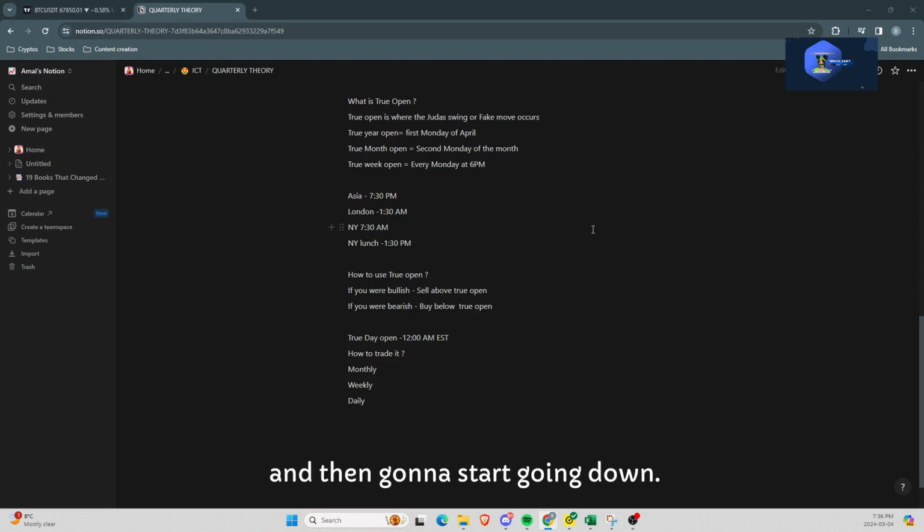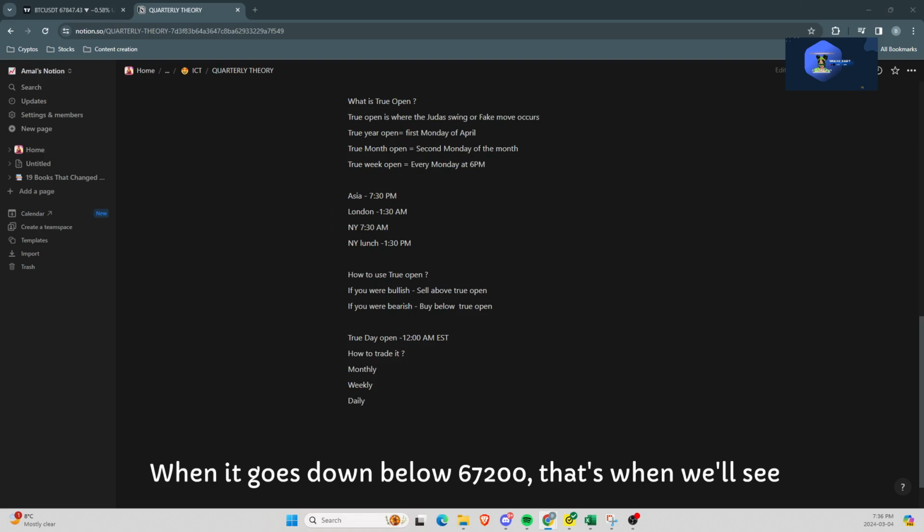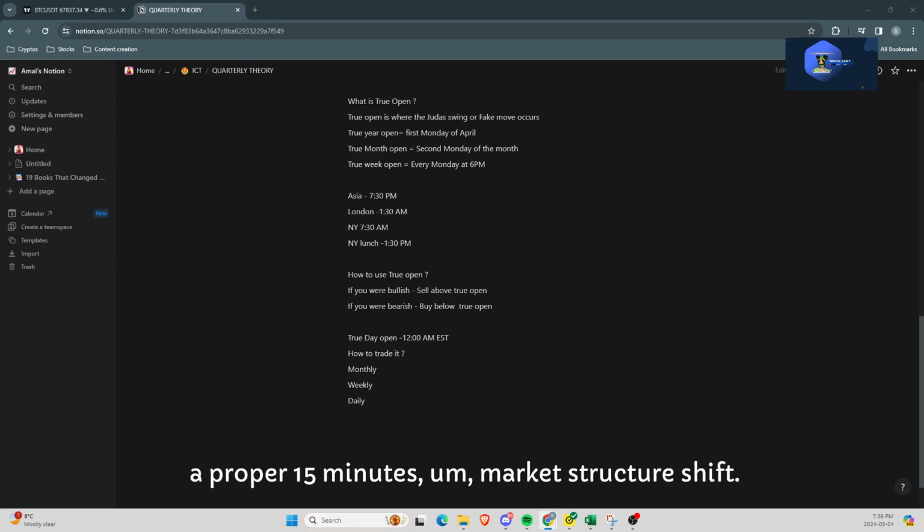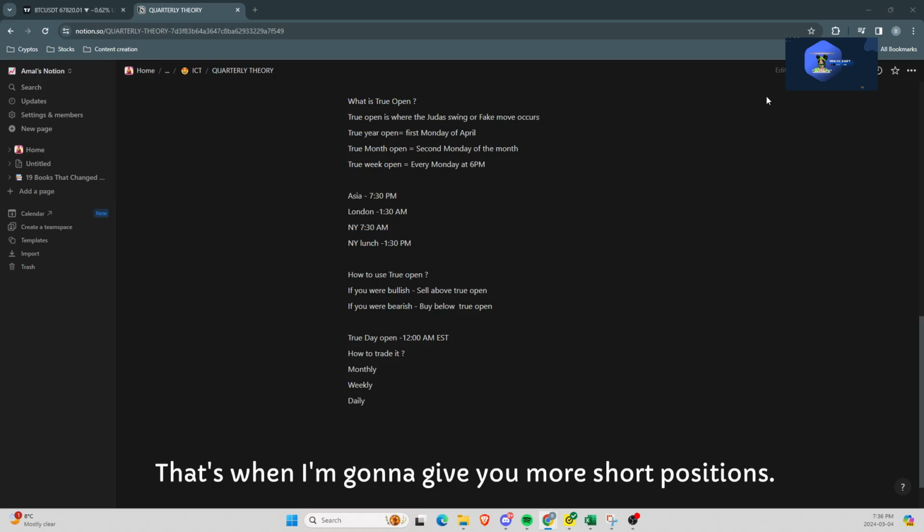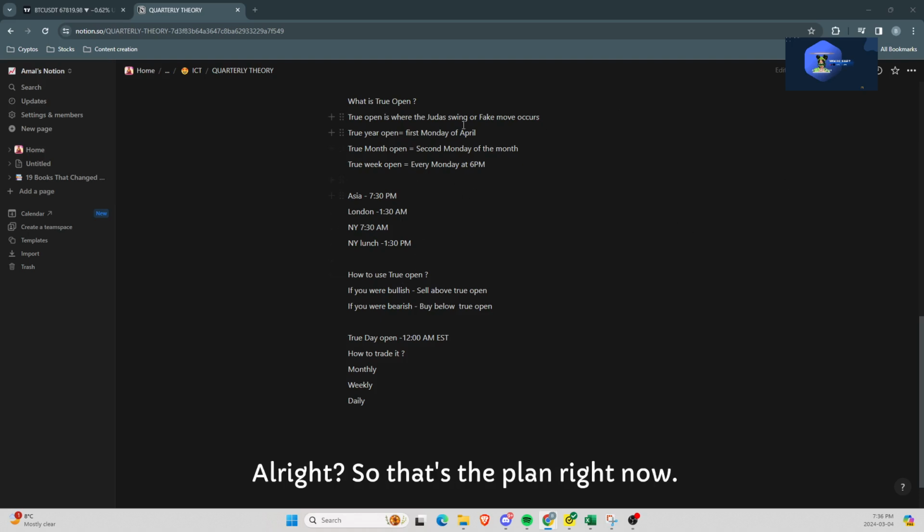When it goes down below 67,200, that's when we'll see a proper 15-minute market structure shift. That's when I'm going to give you more short positions. All right, so that's the plan right now.